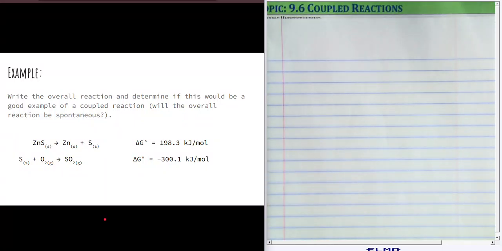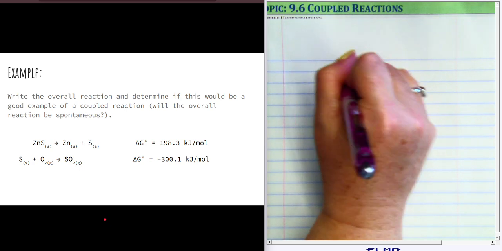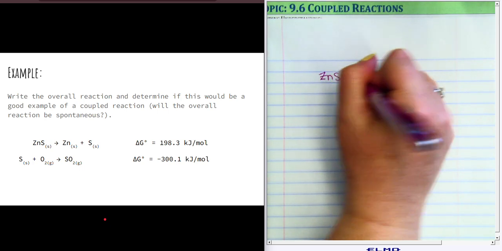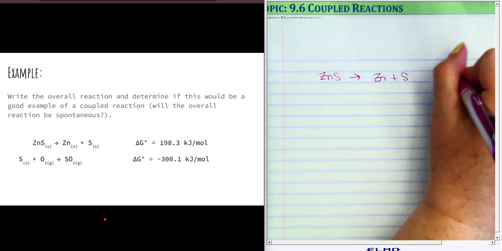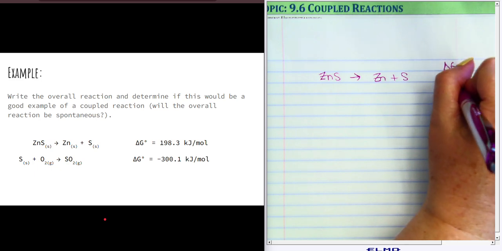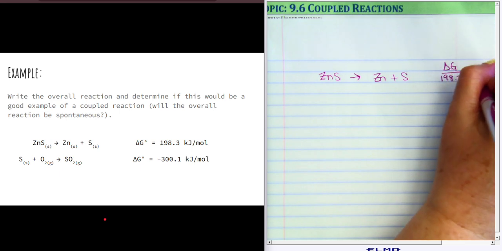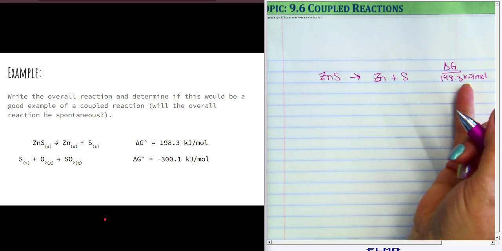All right, so we have this example in our notes, but I'll just do it right here. It says write the overall reaction and determine if this would be a good example of a coupled reaction, and would the overall reaction be spontaneous? Well, let's take a look. ZnS gives me Zn plus sulfur, and the delta G value is 198.3 kilojoules per mole. Not spontaneous because it's positive. That's a pretty big positive value.